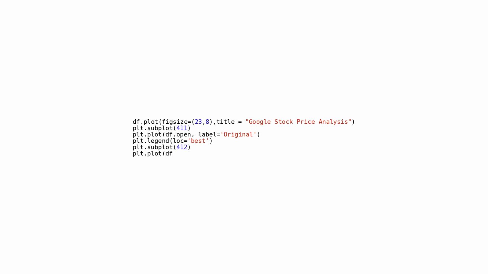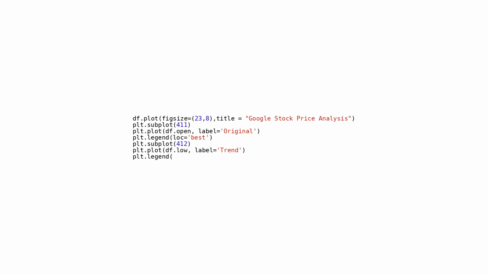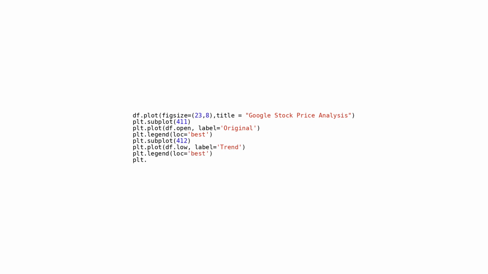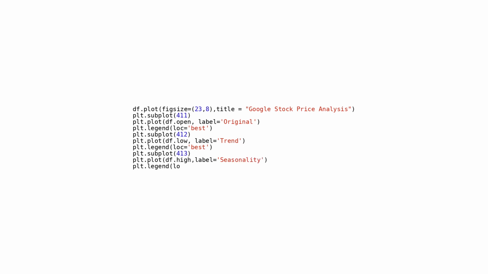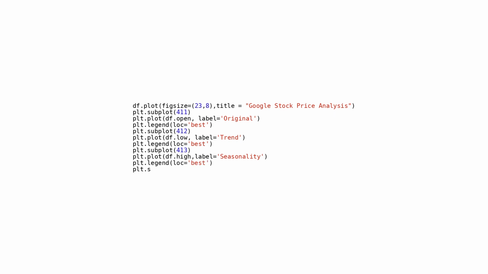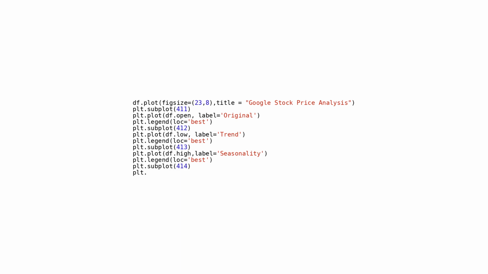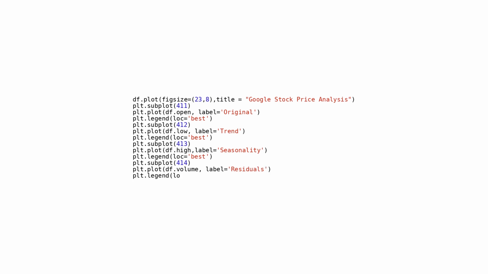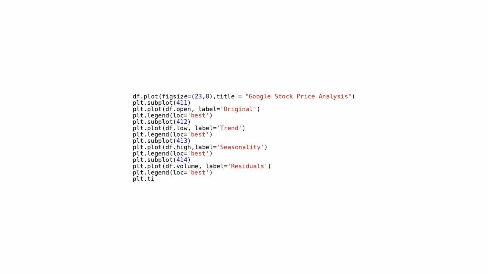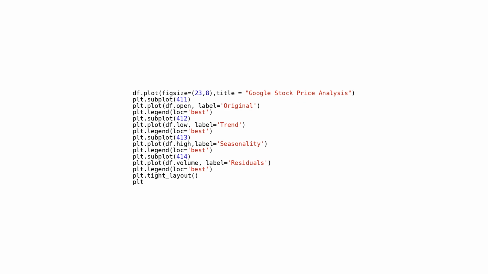3. Subplots are labeled as follows: original for open price, trend for low price, seasonality for high price, and residuals for volume. 4. Legends are included in each subplot to clarify the data being shown. 5. plt.tight_layout adjusts the spacing between subplots for improved readability. 6. Finally, plt.show presents the plot with the subplots arranged as specified. This code enables a coherent visualization of the stock price data components, aiding in the identification of patterns and trends. It facilitates a better understanding of stock price movements through the analysis of open, low, high, and volume data elements.